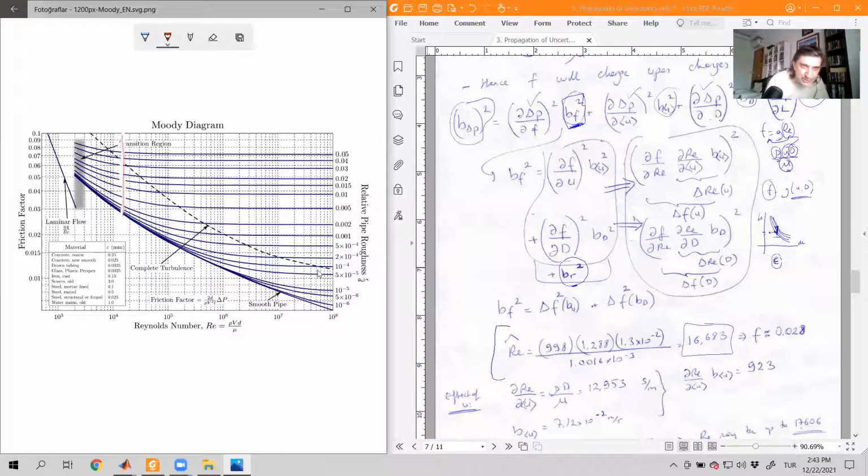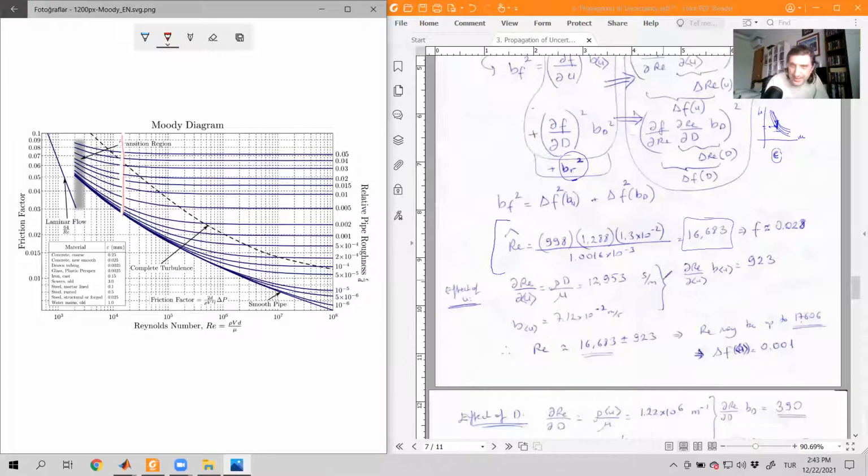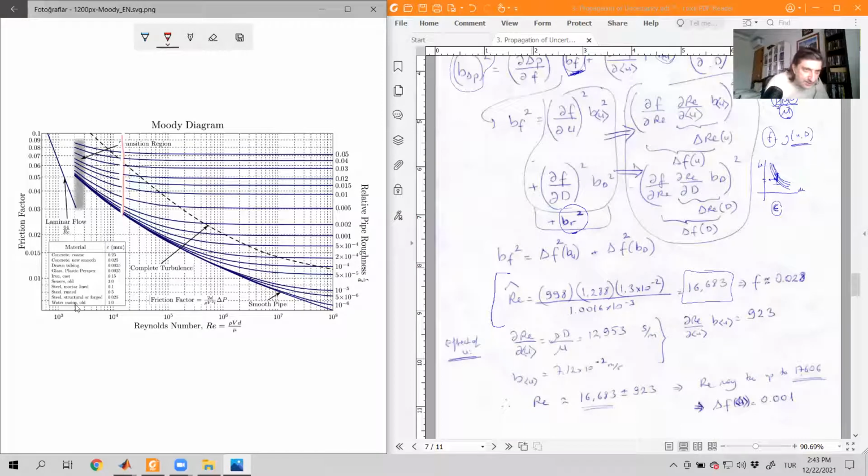We can use some smoothness value. Let's say the smoothness value is, I cannot exactly remember, but let's say glass. Let's say that your smoothness value corresponds to a value something like this. So this curve will be applicable, and our value is going to be somewhere here.